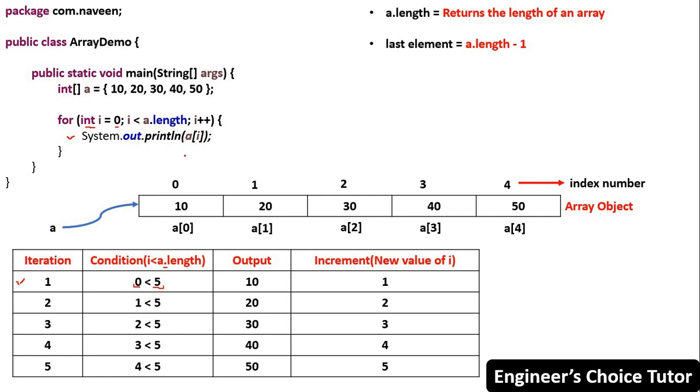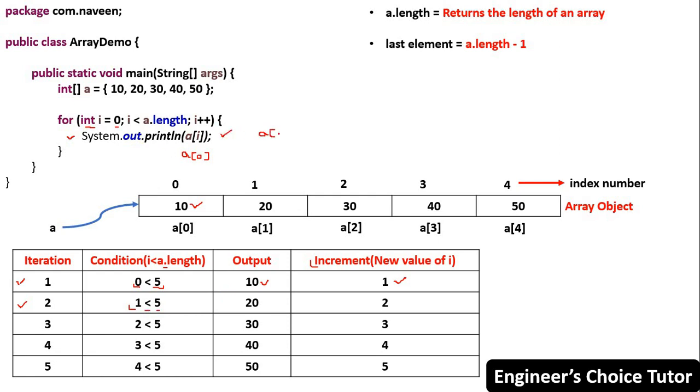So a[i] means a[0]. What is a[0]? See, 10. So you got the output as 10. After that, what will happen? Increment will take place. So the new value of i will become what? 1. Now see what will happen in the second iteration. In the second iteration, the condition check will take place. So is 1 smaller than 5? Yeah, true. So what will happen? If it is true, again this statement is going to execute.